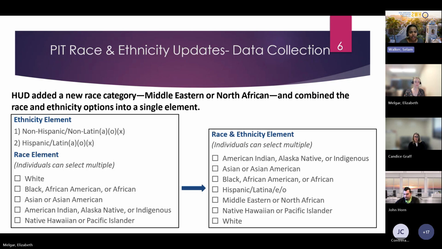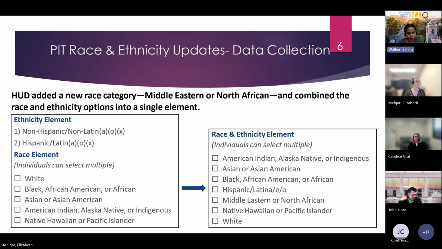So in the past, there was a race and ethnicity field. There were two sections to collect race and ethnicity. That has changed now to be combined into a single element where it's race and ethnicity.